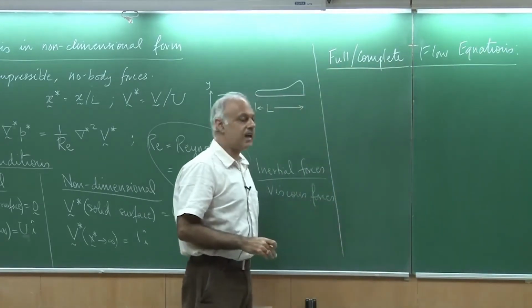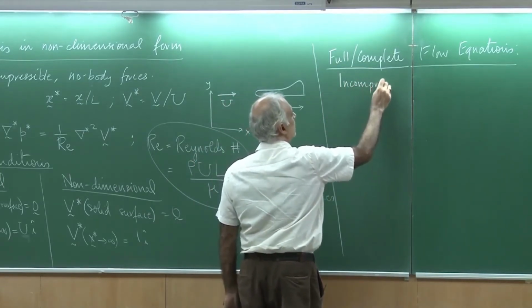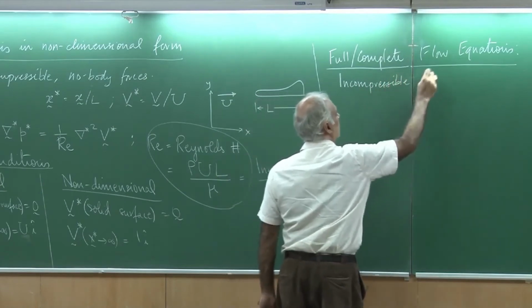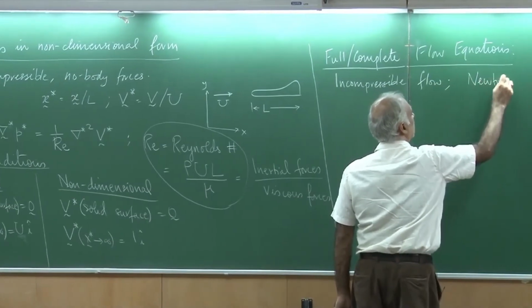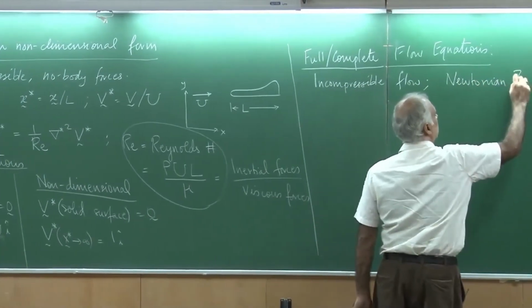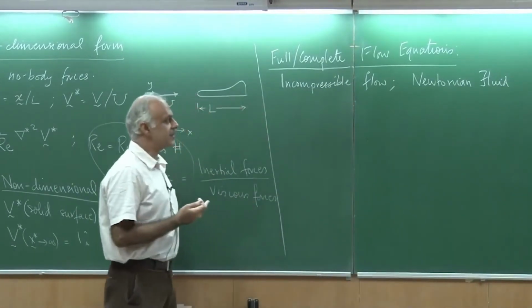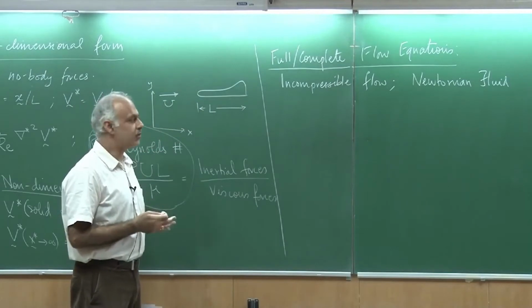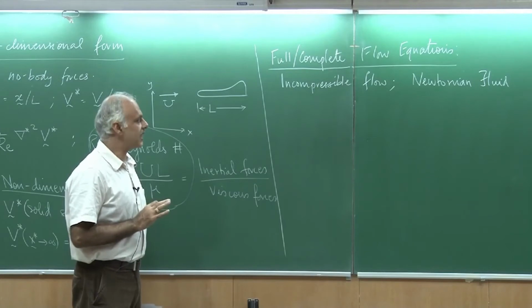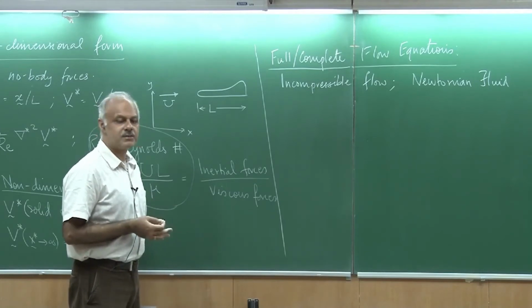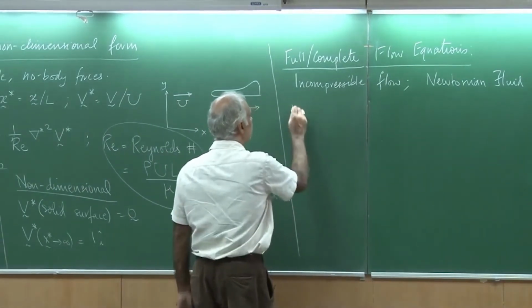The only assumption that I would like to make is that it is an incompressible flow. And of course, the fluid is a Newtonian fluid. These two assumptions we are making throughout the course. Okay, we are only dealing with the Newtonian fluid, and all the flows in this course are primarily incompressible. Okay, all right. So with that, I can write down first my dimensional equations.